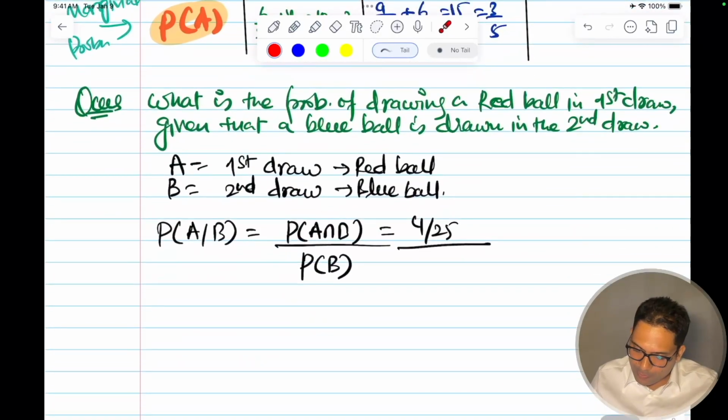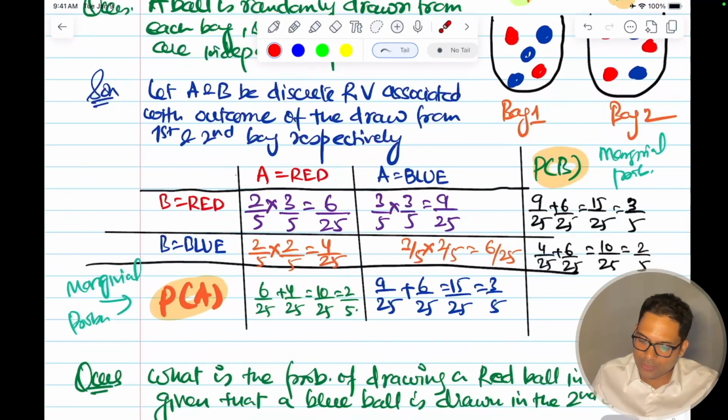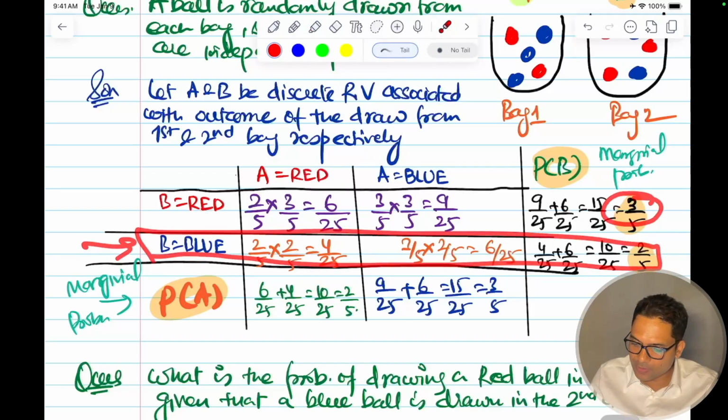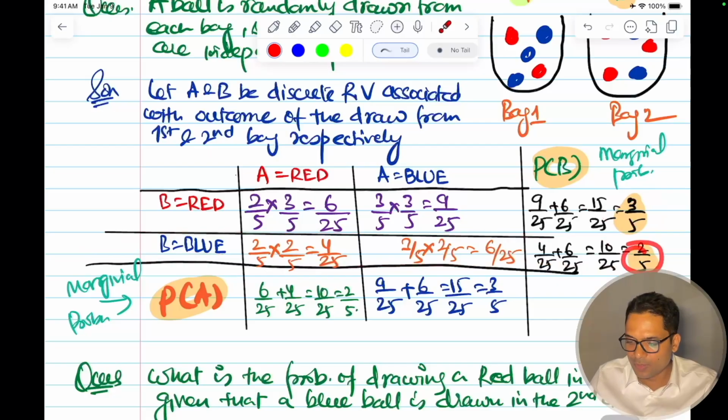And now what is the second one? Probability of B. That is probability of drawing a blue ball in the second draw. So this is our probability of B cell. So here it is. These are the values here. Let me highlight them. So probability of drawing a blue ball in the second draw is given here. This is for the red ball. This is for the blue ball. So this is 2 by 5.